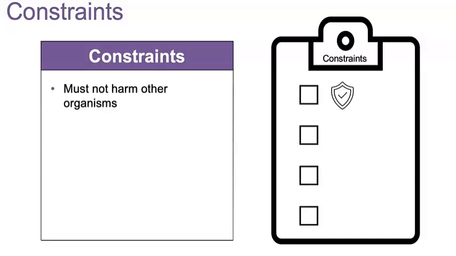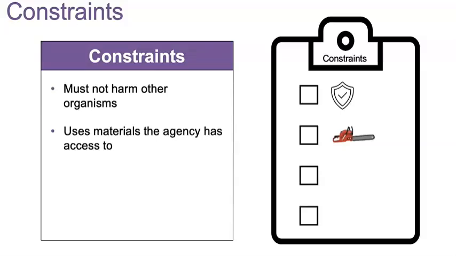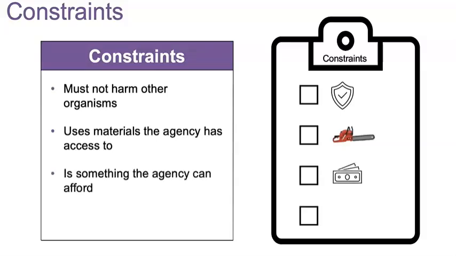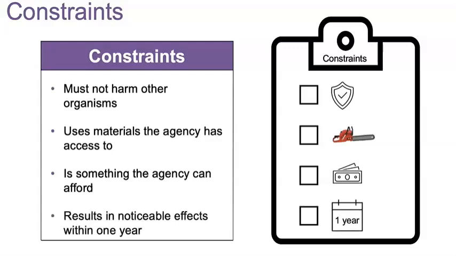And we need a solution that uses materials the agency has access to. The solution must also be something the agency can afford. And our solution can't take too long to start working because ash trees are dying already. So our solution should have results in noticeable effects within 1 year.